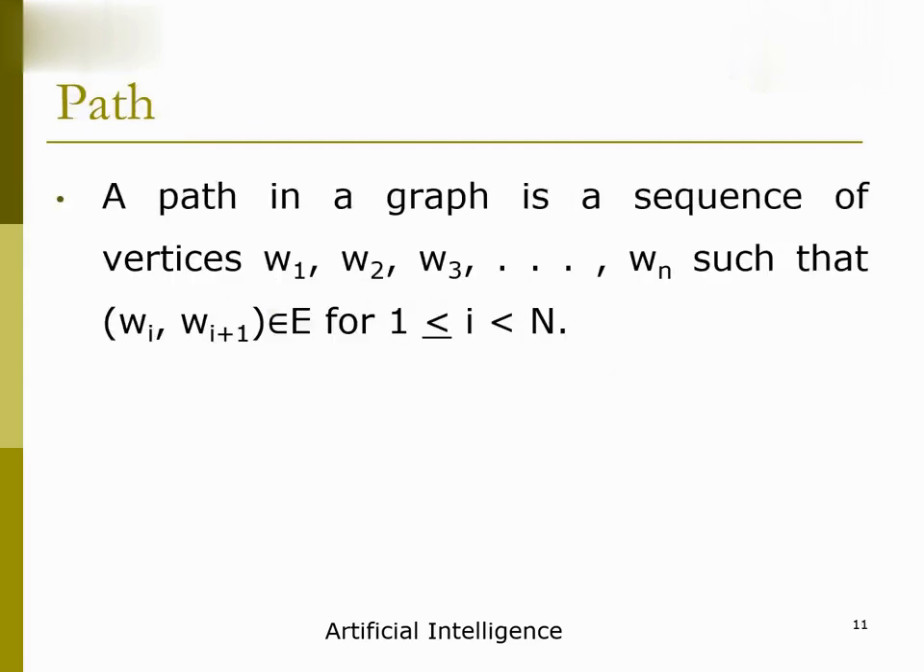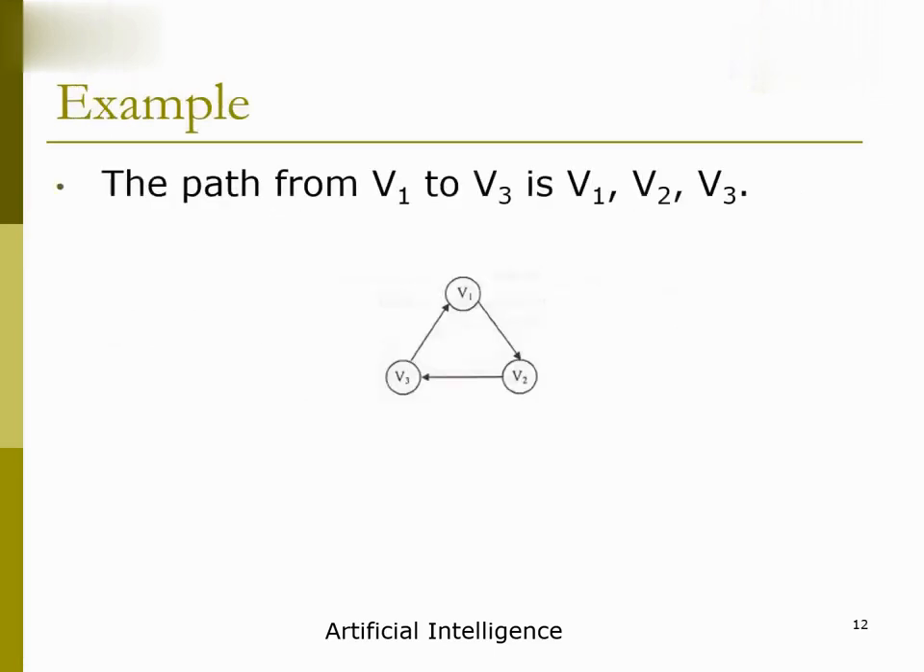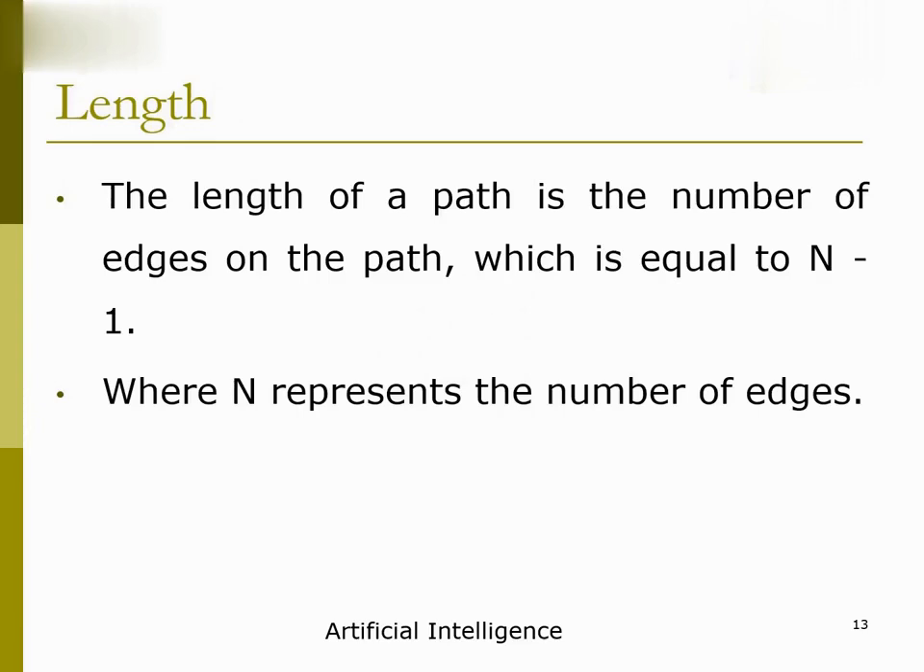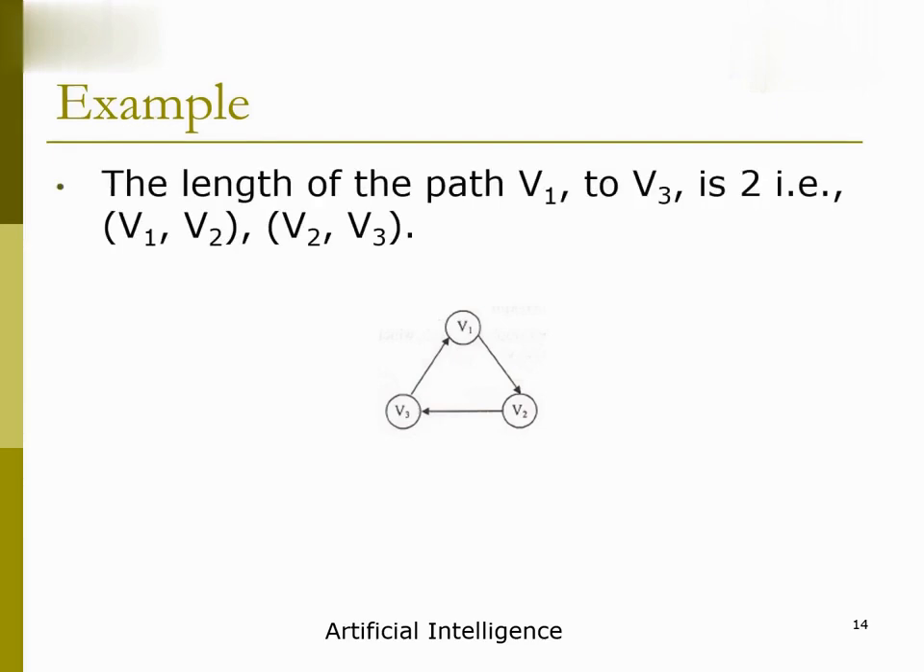A path in a graph is a sequence of vertices W1, W2, W3 till Wn. For example, in this graph, the path from V1 to V3 would be V1, V2, V3. The length of the path is the number of edges on the path, which is equal to n minus 1, where n represents the number of vertices. In this example, the length of the path V1 to V3 is 2: V1 to V2, V2 to V3, so 2.